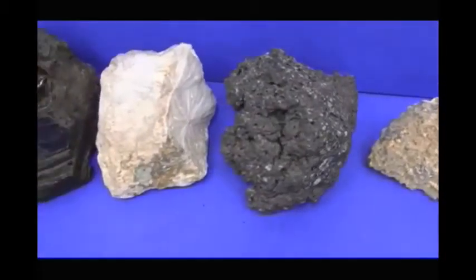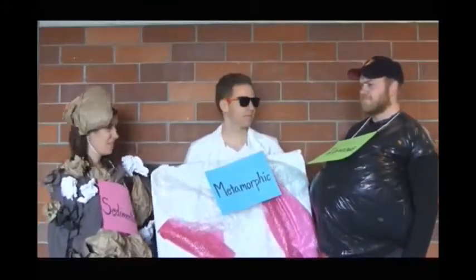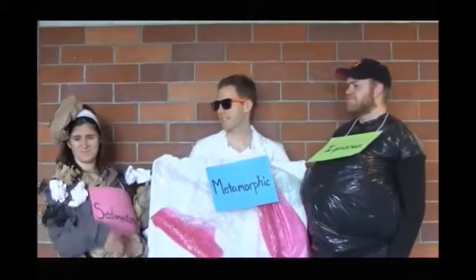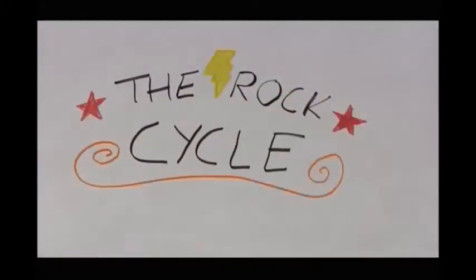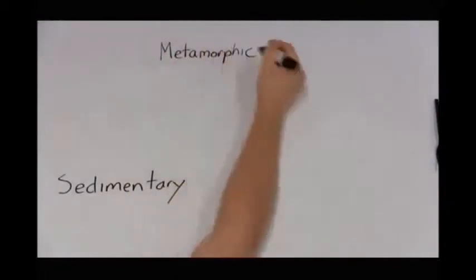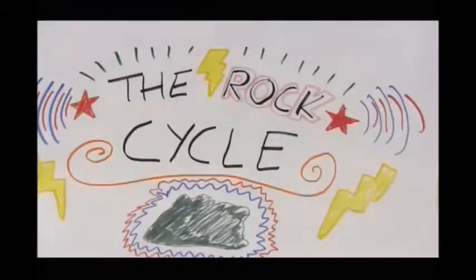I bet you thought rocks are just rocks, right? Nope, there are three major types of rocks: sedimentary, igneous, and metamorphic. But the coolest thing about rocks is that each one has the ability to change into the other kind. Huh? How is that possible? Sedimentary, metamorphic, and igneous rocks change into each other in a process we call the rock cycle.